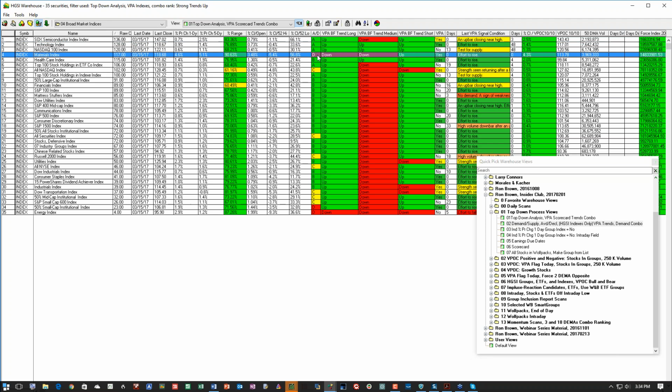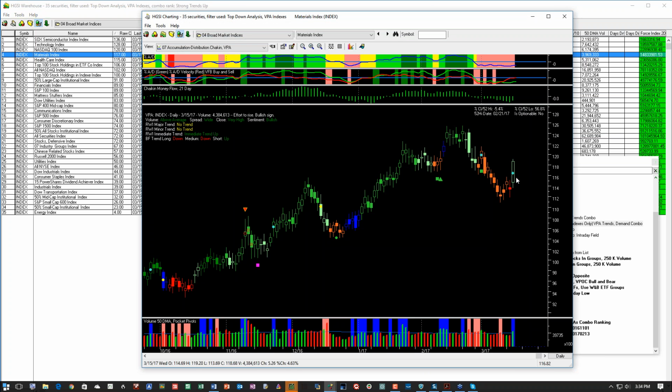You can see that the materials index shot up rapidly today based upon this, even though it has de-accumulation. Why is that? Because there was a lot of money flowing into this index today. Let me bring up a chart here. You can see there is a big move right here with a pocket pivot and an effort to rise flag. This is a group that has been beaten down for the past two weeks or so.